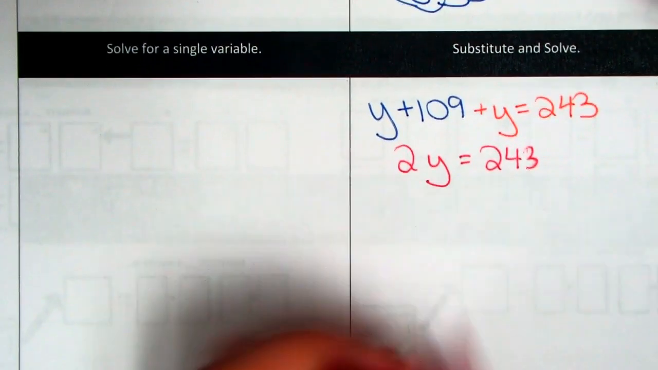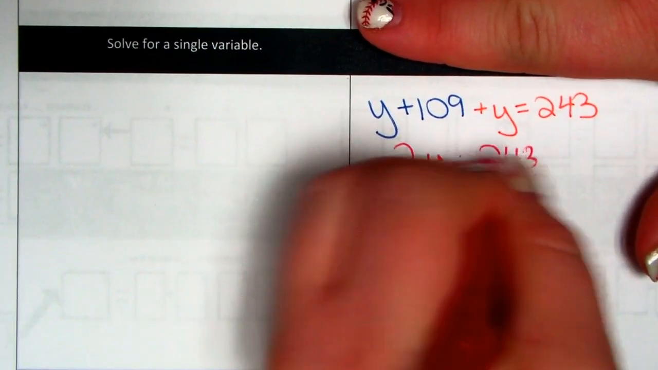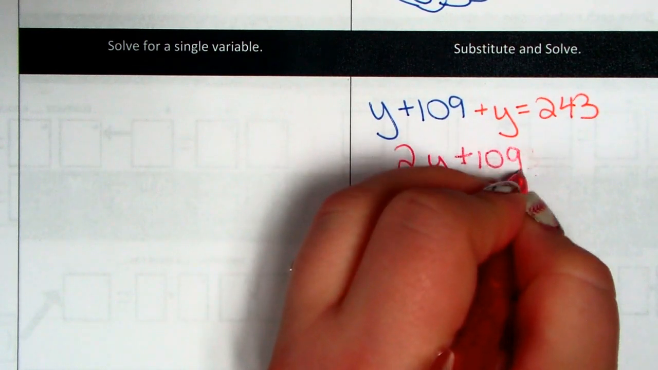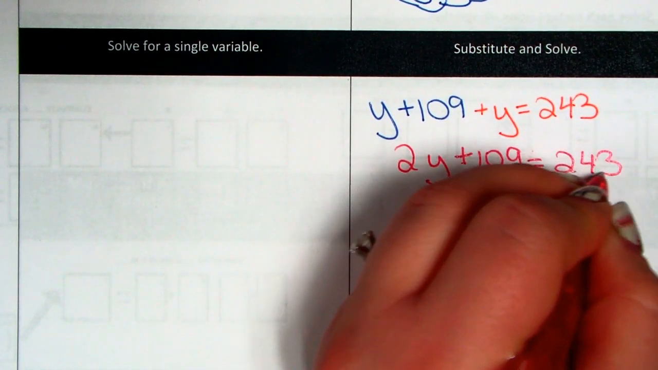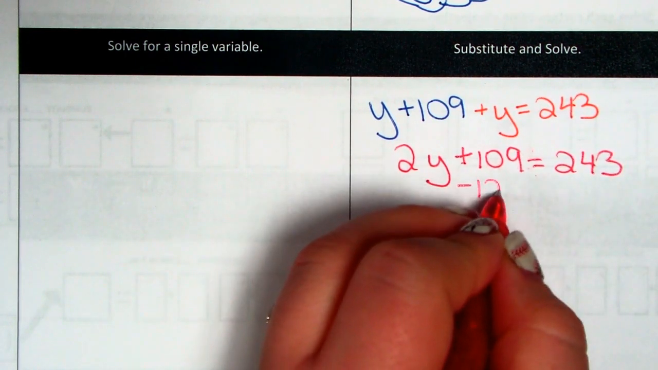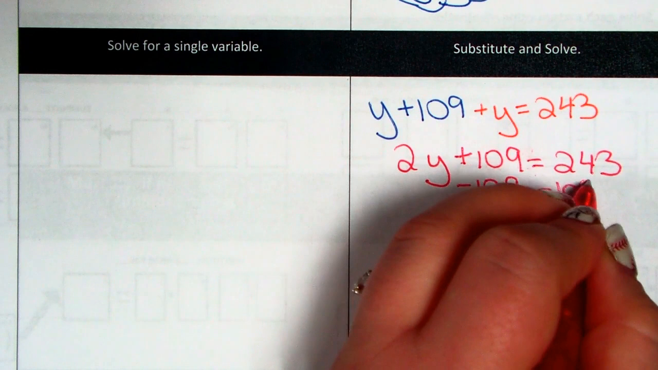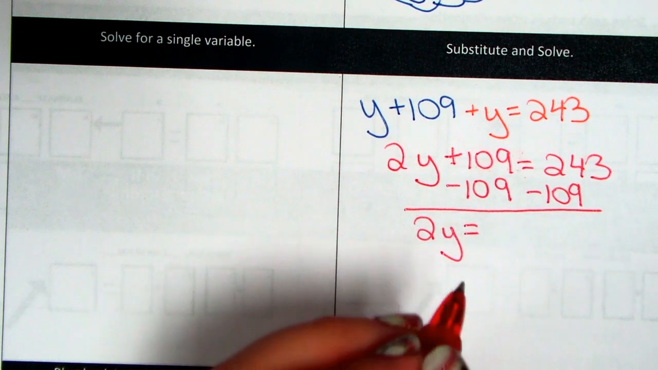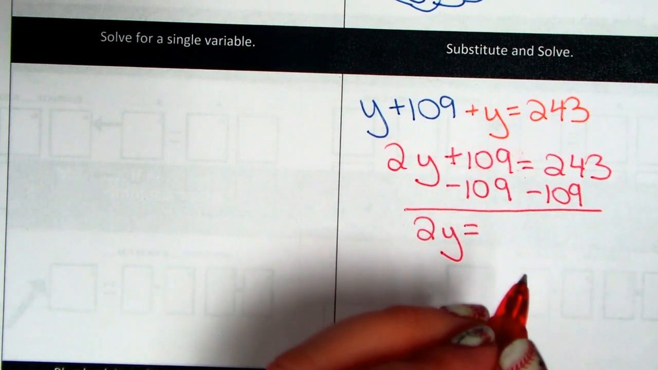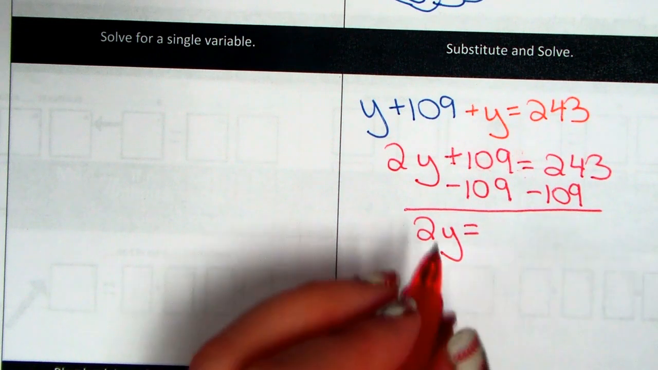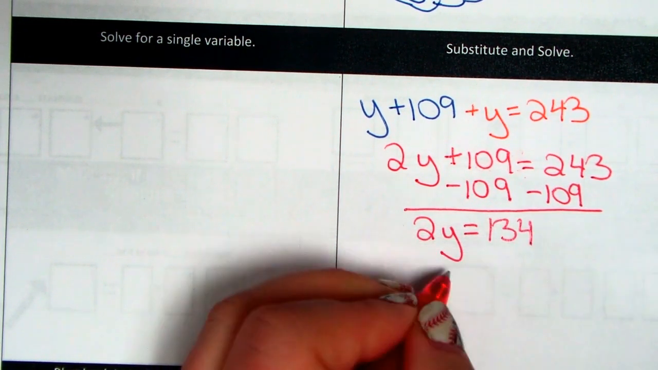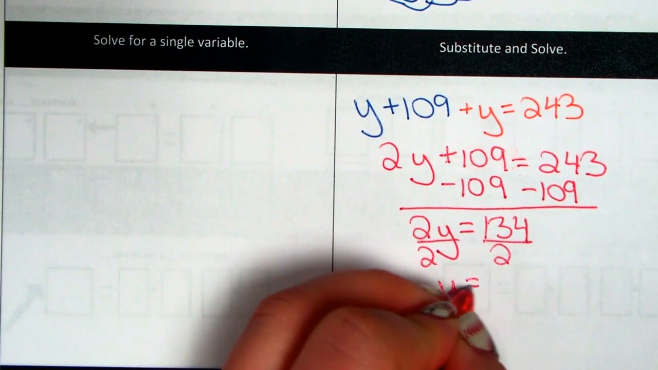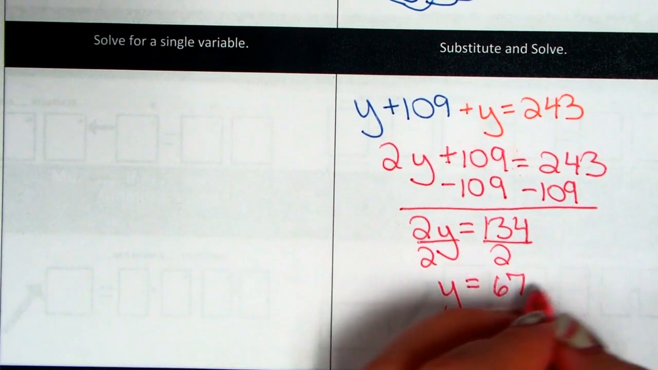Whoopsie, y plus y equals 2y, but I still had to add my 109 to the end. Then we'll subtract 109 from both sides, which leaves us with 2y equals 243 minus 109, which is 134. Divide that by 2 on both sides, and we get that y is 67. Y is the number of children.